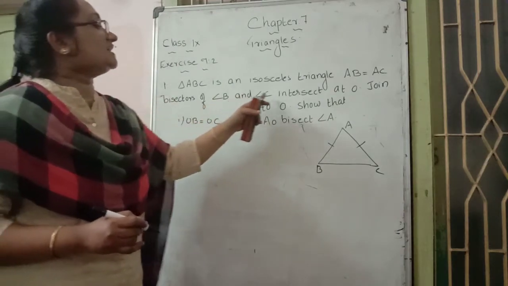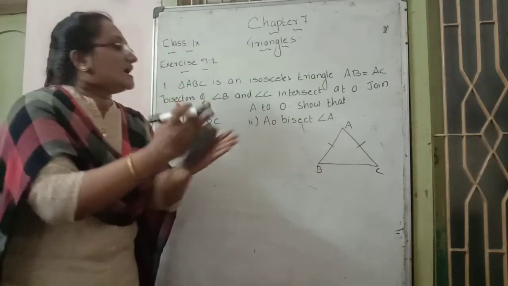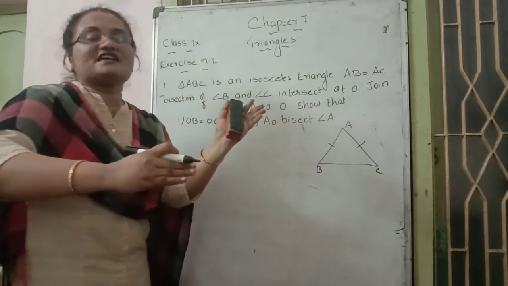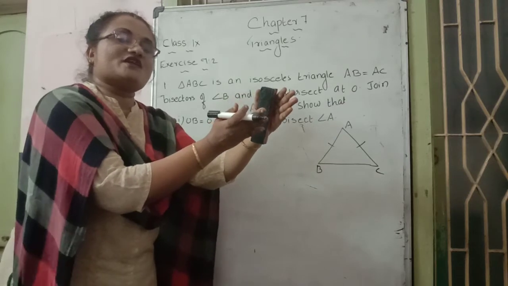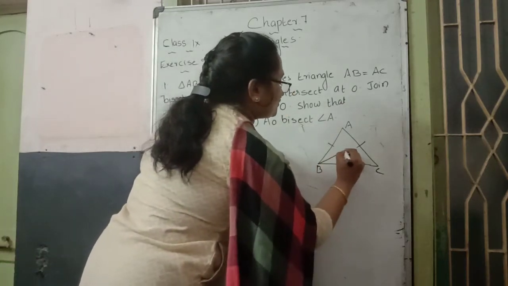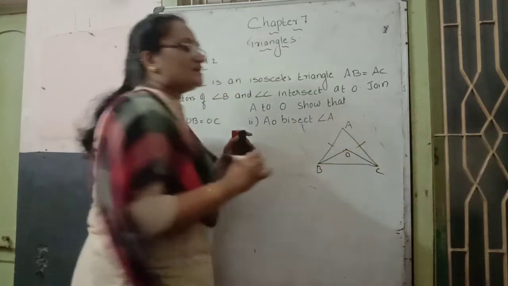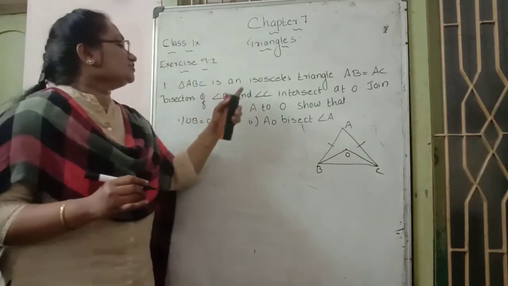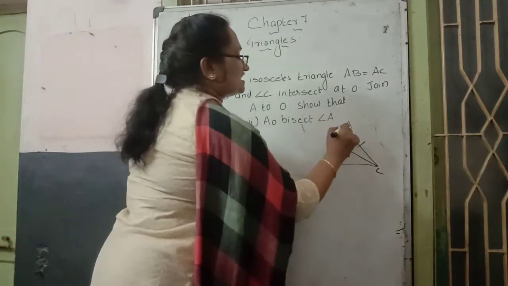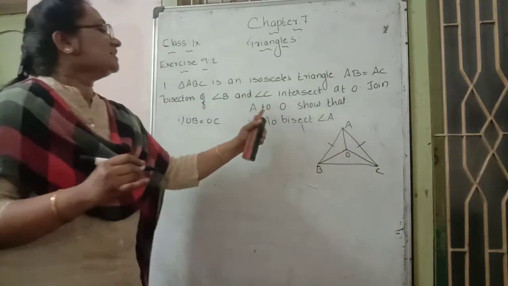The bisectors of angle B and angle C. Bisector means angle B is cut by a line, and angle C is also cut by a line. Both lines intersect at a point. That's why the bisector of angle B and the bisector of angle C intersect at a point, and we mark it with the alphabet O. Afterwards they tell us to join A to O. So join A to O.